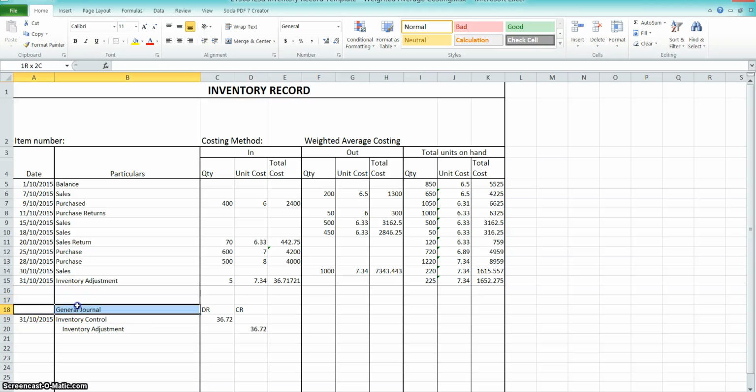You might like to change this up so it looks like it's on its own. Obviously, this general journal is not part of your stock card. You could put that on the side if you wanted. Anyway, that is all.